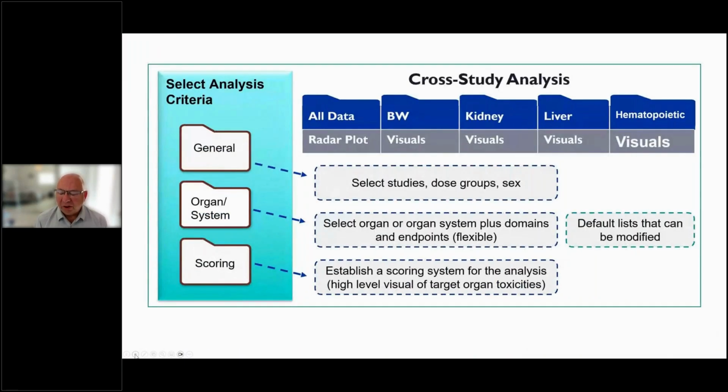So the way we set this up, this is in our Shiny app that we set with many options to make different selections of data, organ systems, scoring, how you wanted to score it. And we made this all so that it could be modified. We set up these cross-study analysis organ systems: kidney, liver, hematopoietic. Again, the list of tissues and endpoints that can be used for them are modifiable by the user.